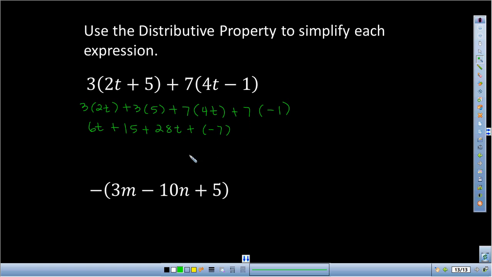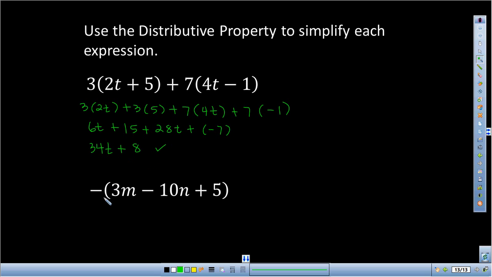Now let's combine like terms. 6t and 28t are like terms, and when we add them together, we get 34t's. 15 and negative 7 are like terms, and when we add them together, we get a positive 8. And there we have the simplified expression. Pause the video and try the next one on your own, and then we'll take a look at it together.